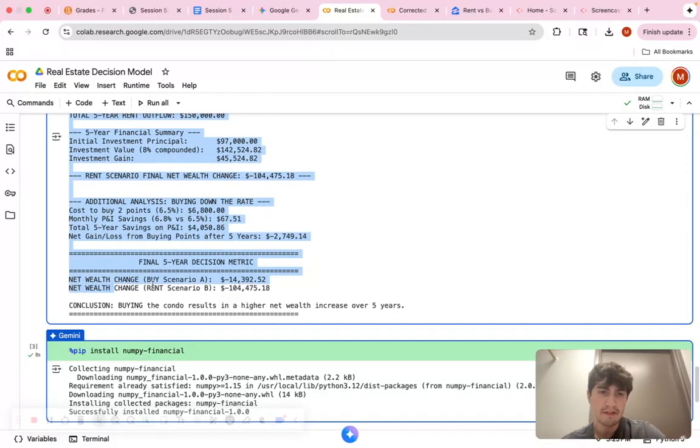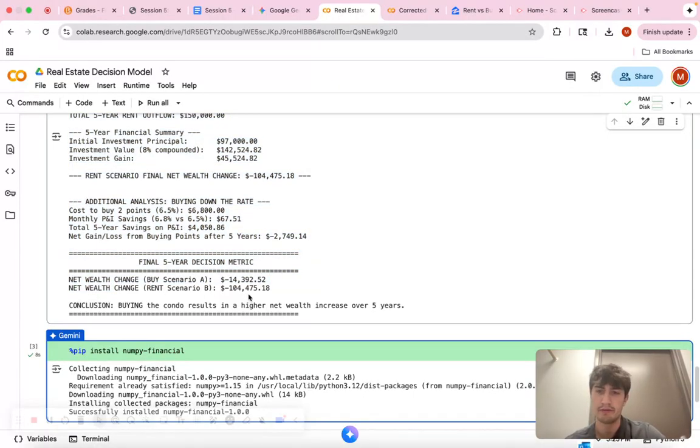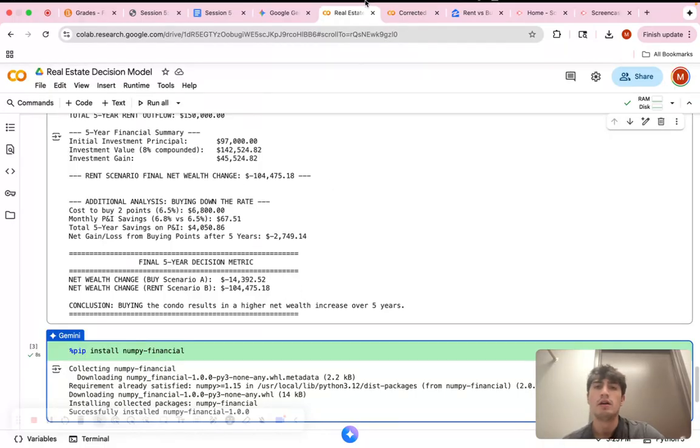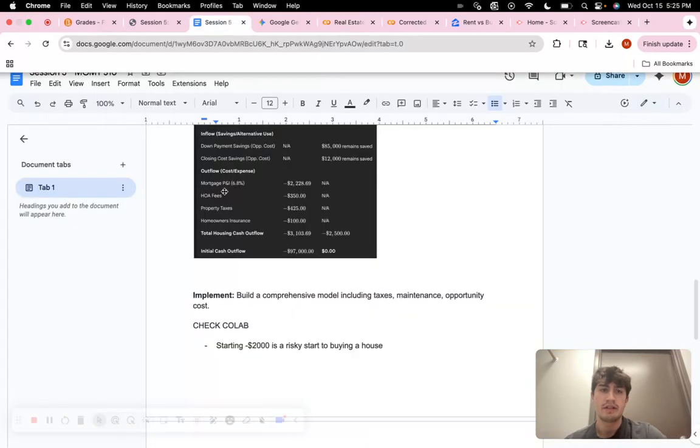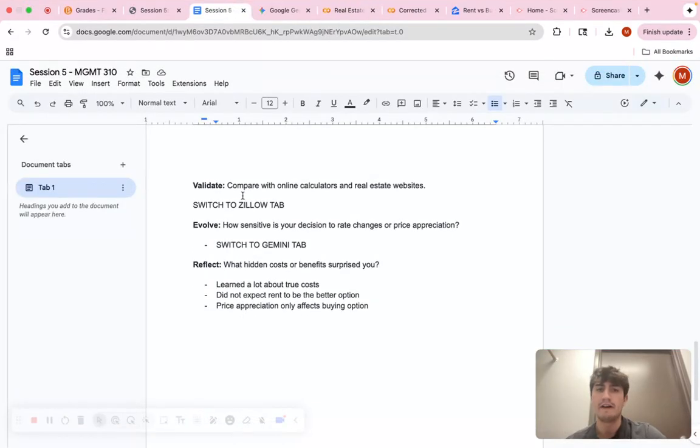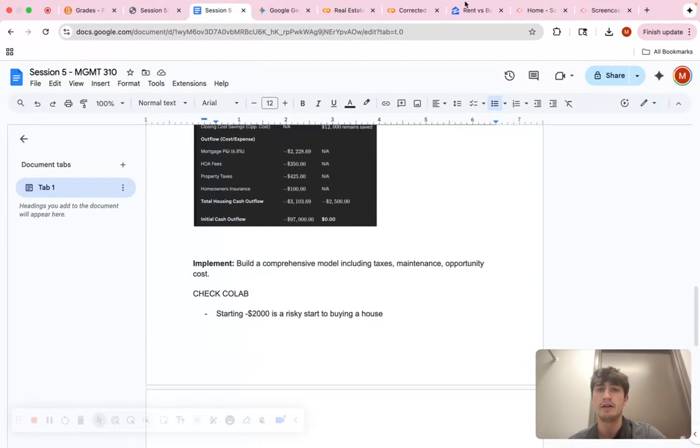So this has the rent as losing 104K over the 5 years, which I thought was fishy compared to this 14K. So I just went through it, stayed with it, and went to the validate. So we'll switch over here.